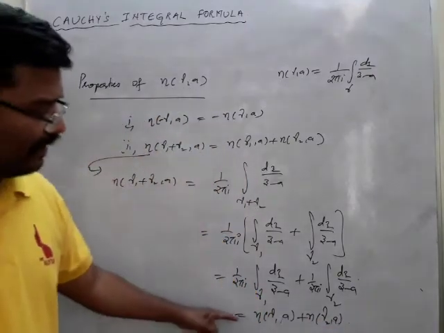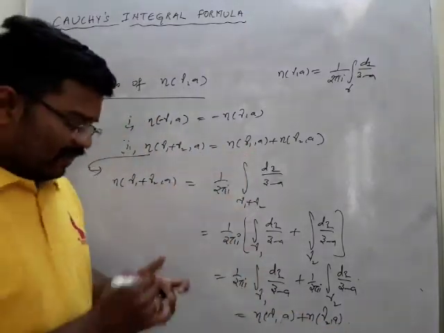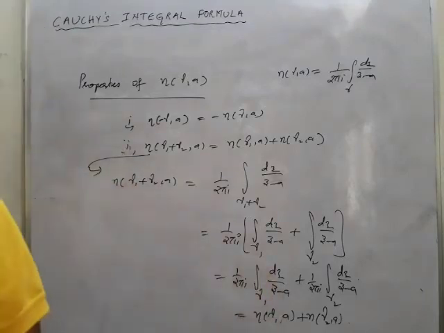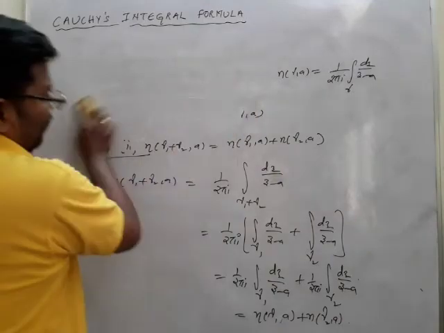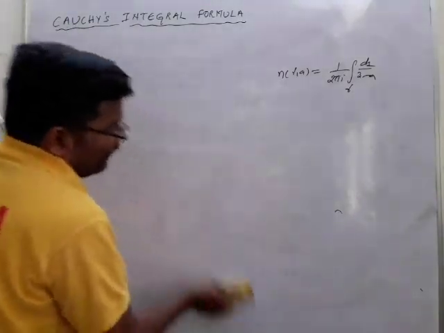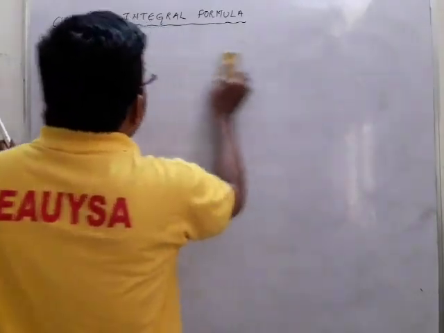This is another way of finding this one. So these are the two properties that we are going to use in the theorems, and to solve the problems. These are the properties of the index of the point with respect to the closed curve.